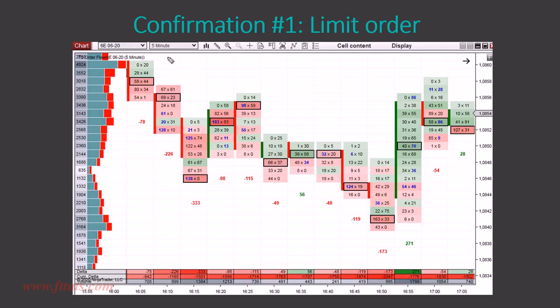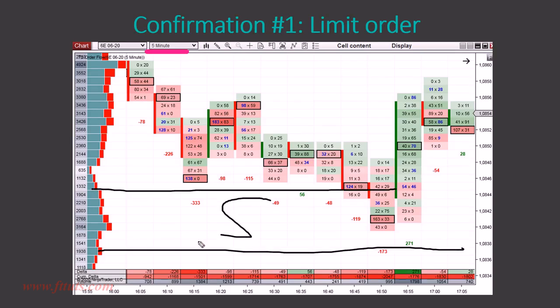Now another example, this is a 5-minute chart. So the numbers won't be that big as on the 30-minute chart. Imagine that there was a support somewhere in this area and you're looking for a confirmation in this area. Because you want to go long, because this is a support, you want to see a big number on bid, because buying limit orders show on bid. This is your number, 163. This is what you want to see to enter long. All right, that's the confirmation.